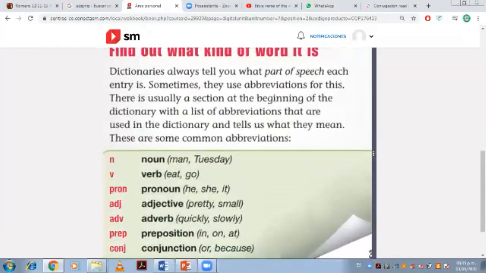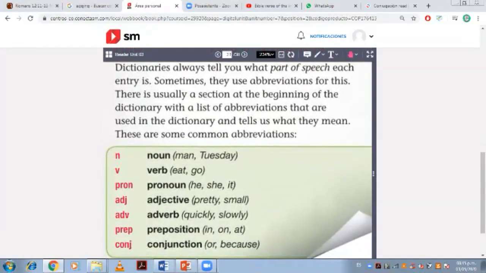Los diccionarios siempre te dicen qué parte del discurso es cada entrada. Te está diciendo qué es en cada entrada. Algunas veces ellos usan abreviaturas para esto. Y hay usualmente una sección en la parte inicial del diccionario que lista las abreviaturas que se usan en el diccionario y nos dicen qué significan.